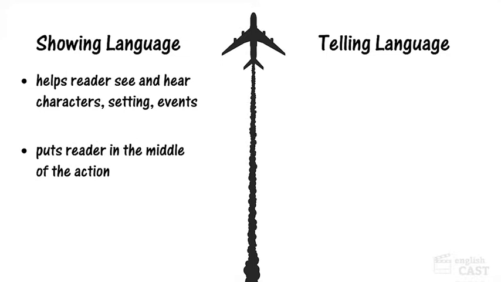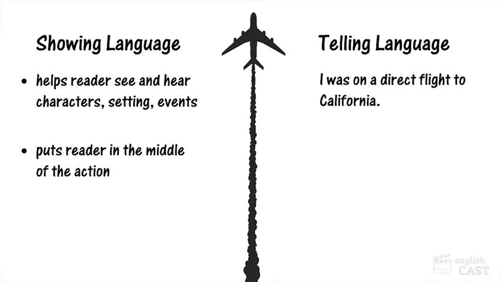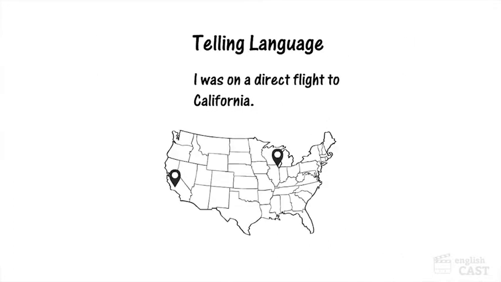Telling language includes words that give information rather than detailed pictures or images. Telling language can be descriptive or informative. Telling creates the effect of the reader being an observer. Telling gives the reader information. Check out this example where I use telling to create the setting.